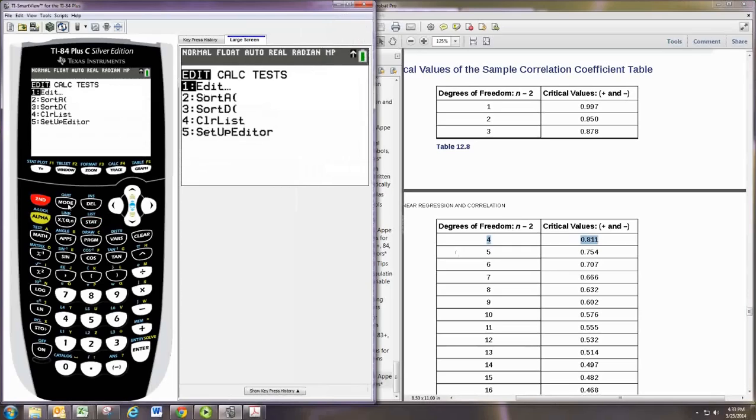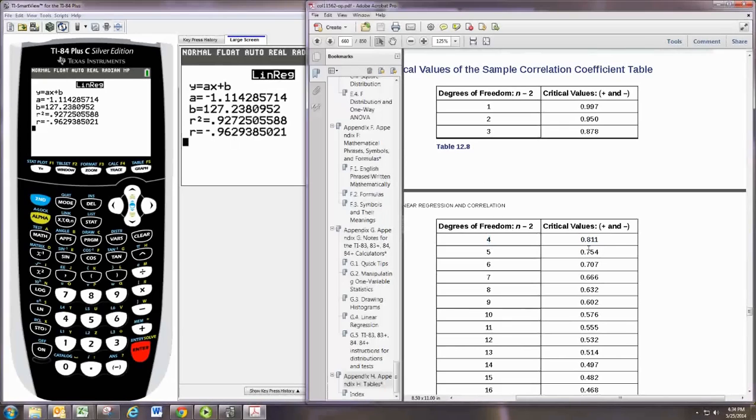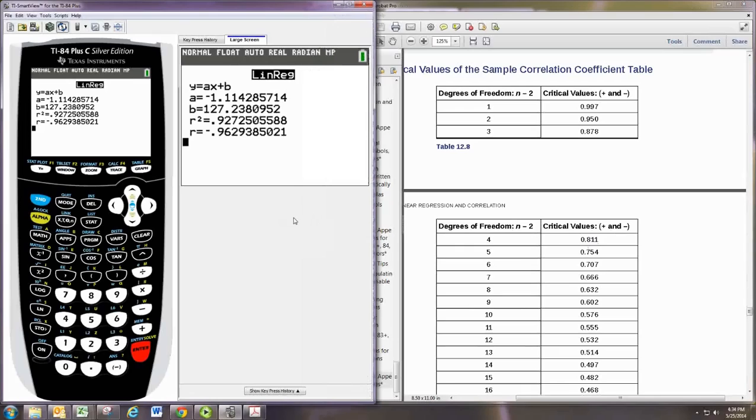And remember that the value we had is negative 0.96. So an absolute value that's 0.96, that's well above this critical value, so we would have significant evidence to claim that there is correlation here.